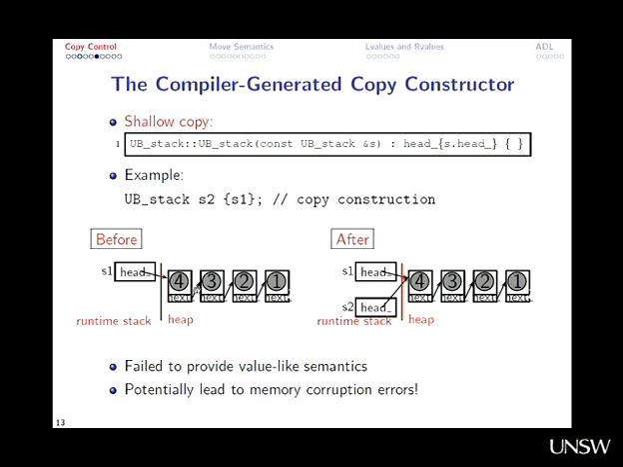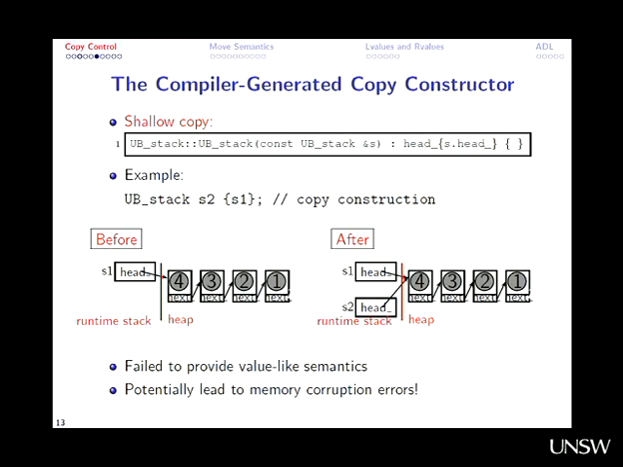So in this case, we've got an example here. Before we did the copy, we had a stack which has got a head pointing to a node, and the node's got then 4, 3, 2, 1, all pointed into it. When we did the shallow copy, so we say UB stack S2, copy in S1, okay? This is a universal initialization, which you would have seen on Thursday. You end up with two stacks both referencing the same data. And so you don't have value-like semantics. And this can also lead to memory corruption errors.